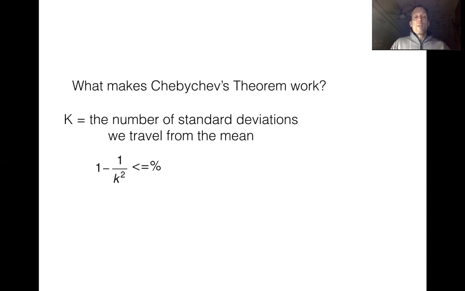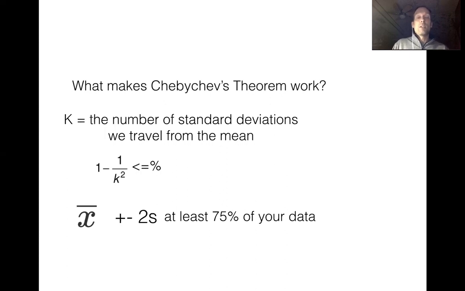So now that we have that, how do I actually find that amount of range? It's going to be at least 75% of your data, because we plug in 2 for k, and the percentage we get back is the percentage of data that we'll capture by traveling above and below that number of standard deviations. So that's how we found out that within 2 standard deviations of the mean, you're going to get at least 75% of your data.